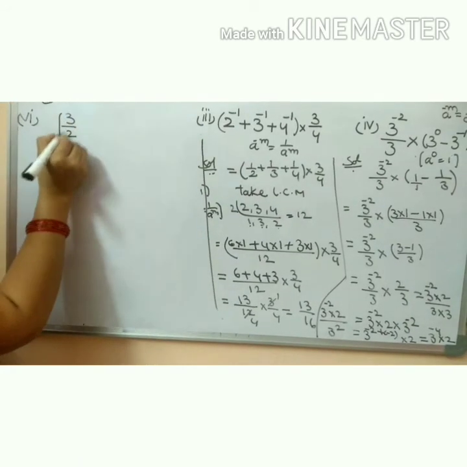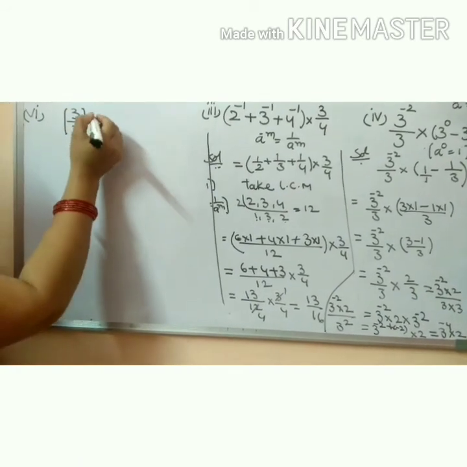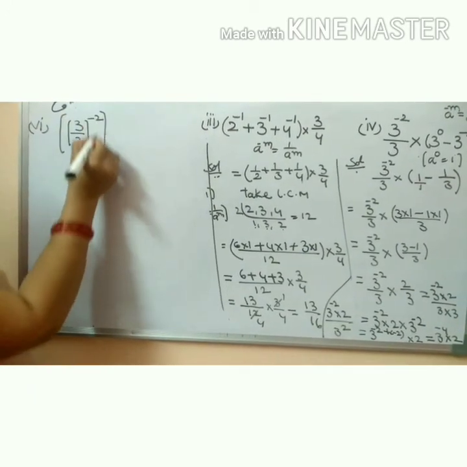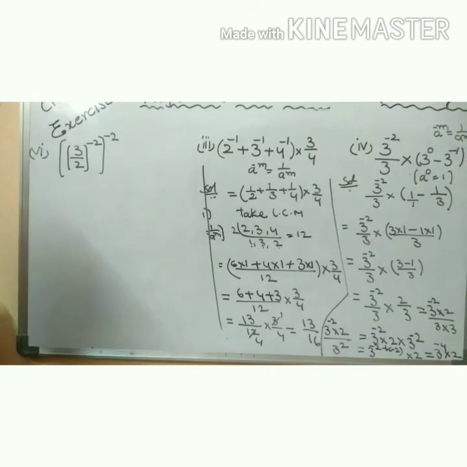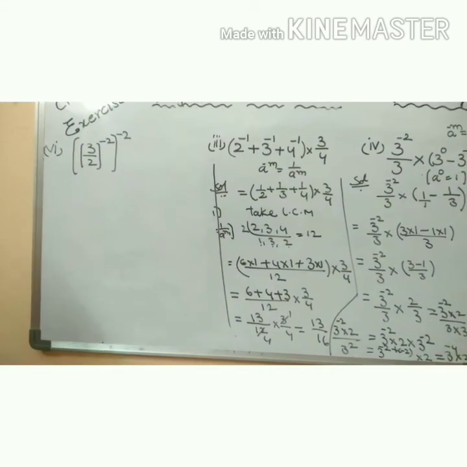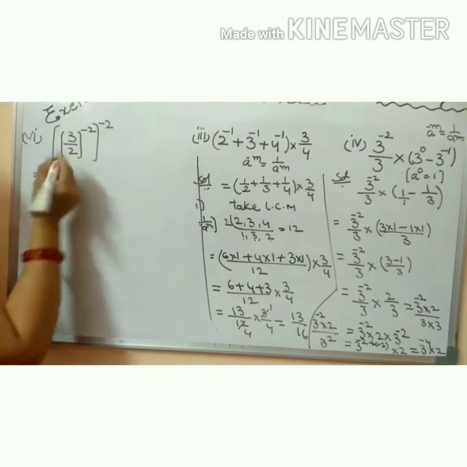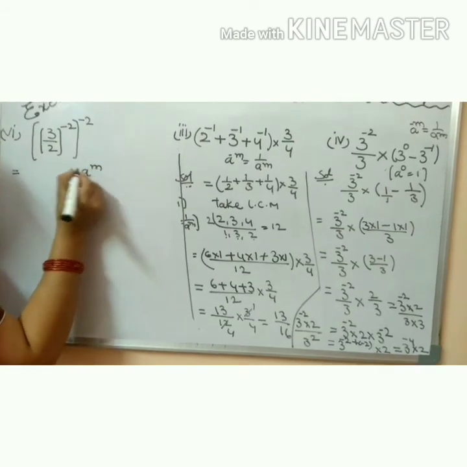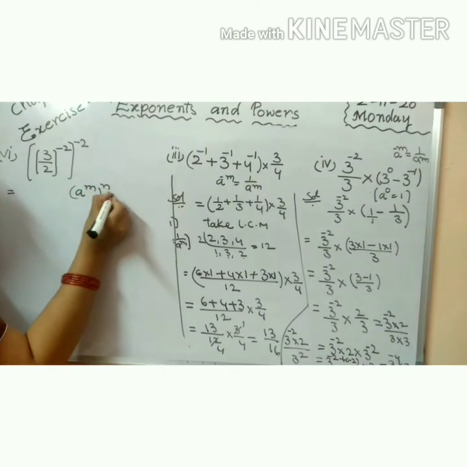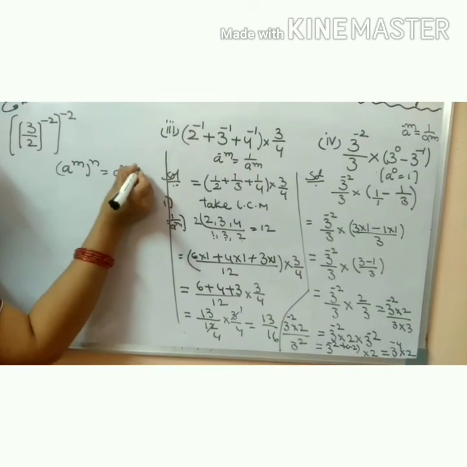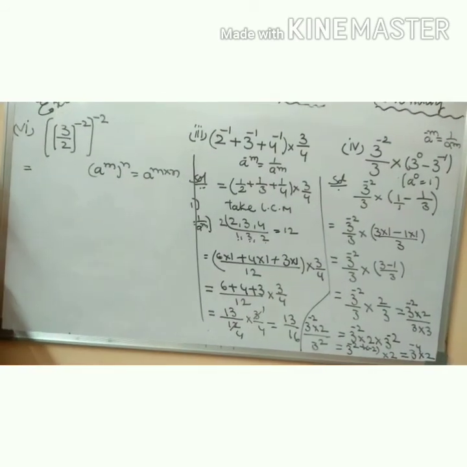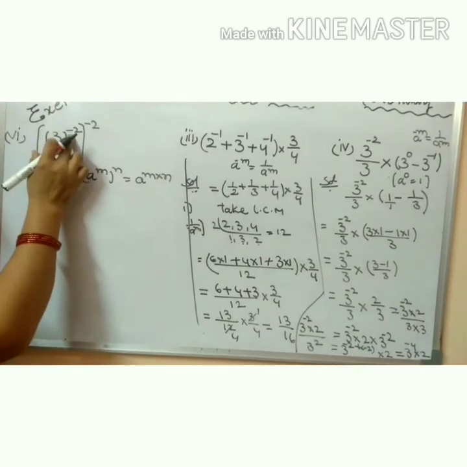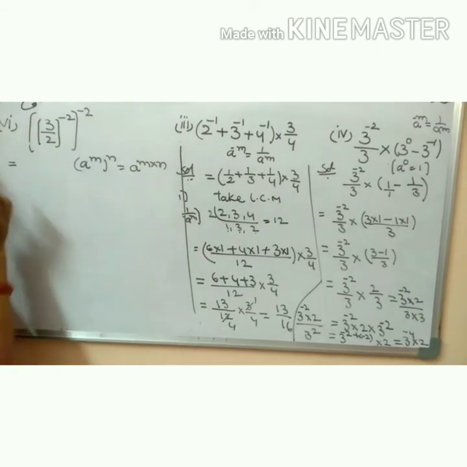(3/2) whole power -2, and whole power -2, whole power -2. So first of all, write the (a^m)^n formula. By using laws of exponents, (a^m)^n is equal to a^(m×n).